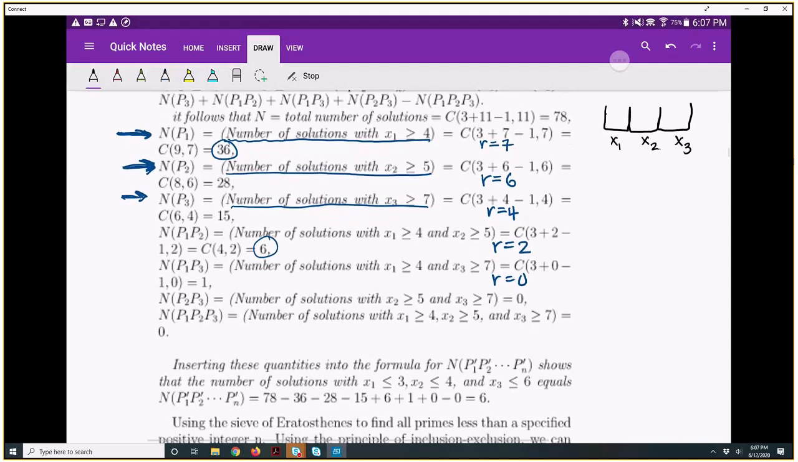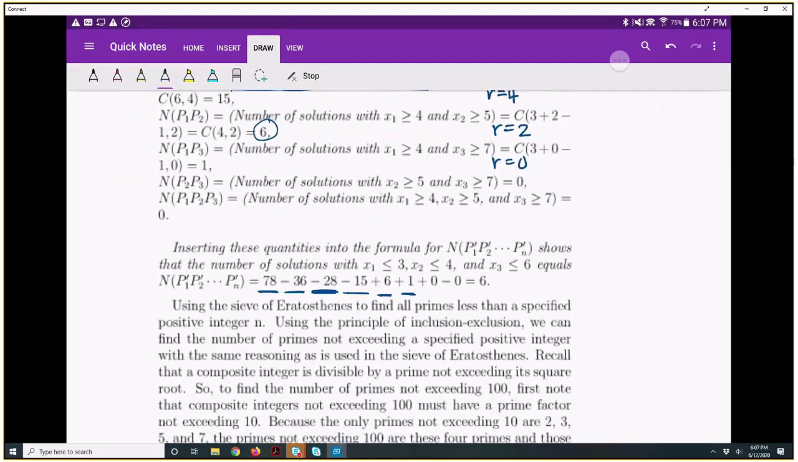We can say the 78 solutions that I started with, then I'm taking out the solutions that satisfy property 1. I'm taking out the solutions that satisfy property 2. I'm taking out the solutions that satisfy property 3. Then I'm adding back in the solutions that satisfy property 1 and 2, and I'm adding back in the solutions that satisfy property 1 and 3. Everything else is 0. And when I simplify, I find that the answer is 6.